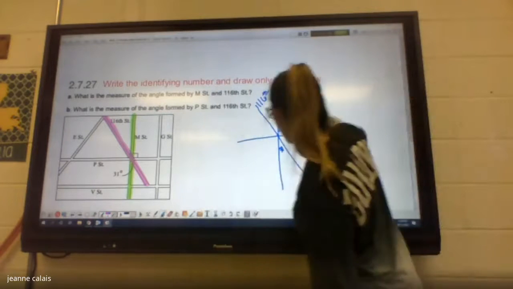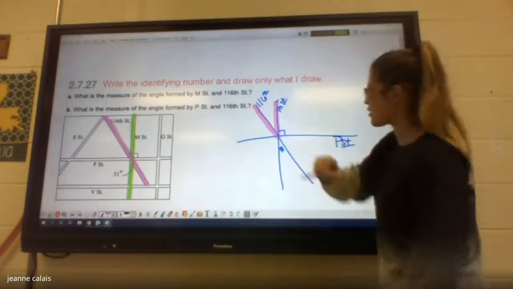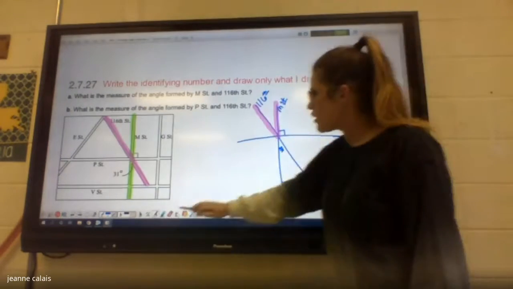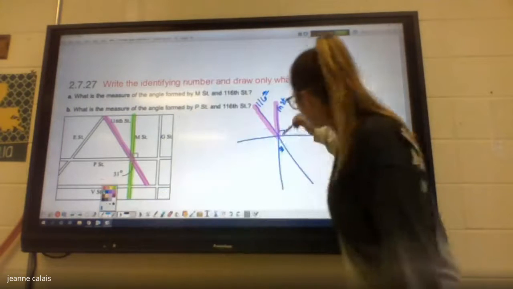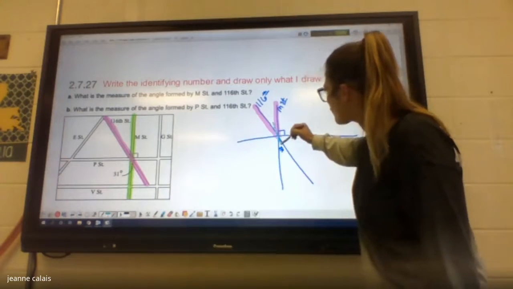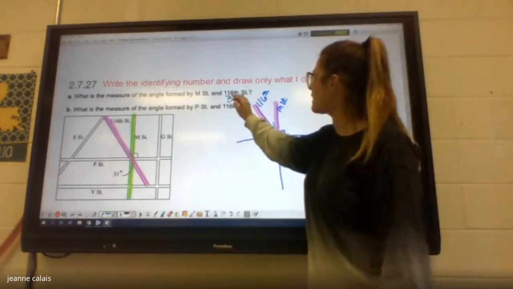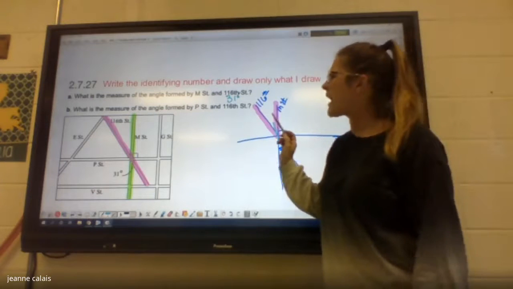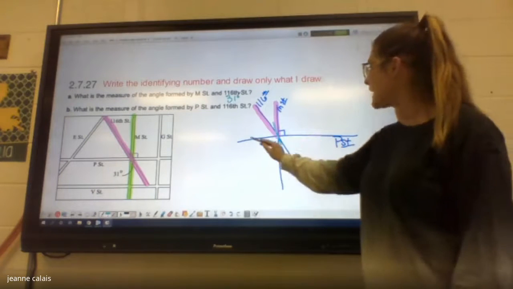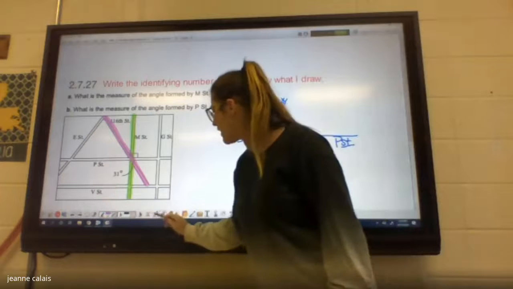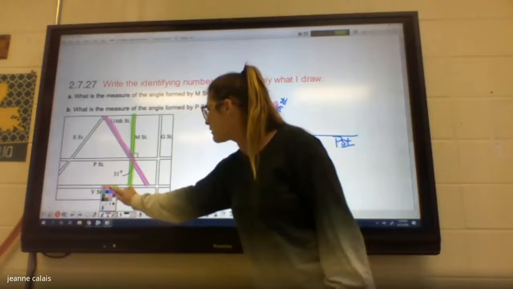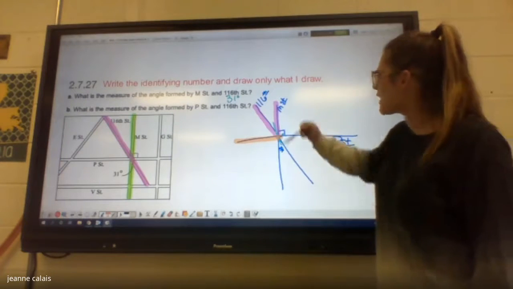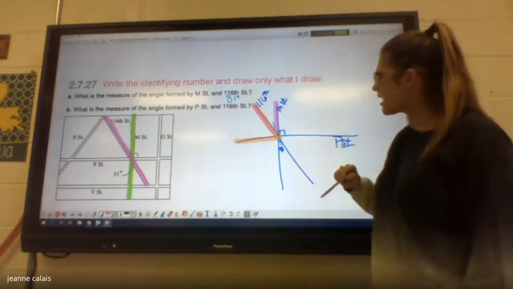You're looking for this angle here. You probably can see it now. Get a different color. The vertical, so this angle would be 31 degrees. Then it says, what is the measure of the angle formed with P? So I'm going to get a different highlighter color, orange. So here's P Street and 1/16.